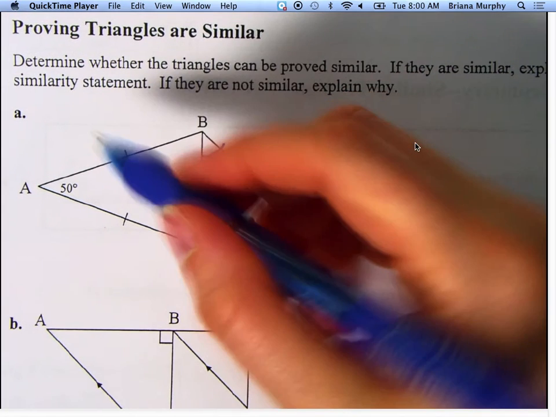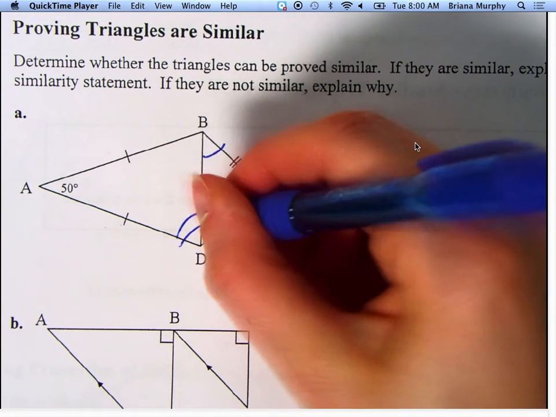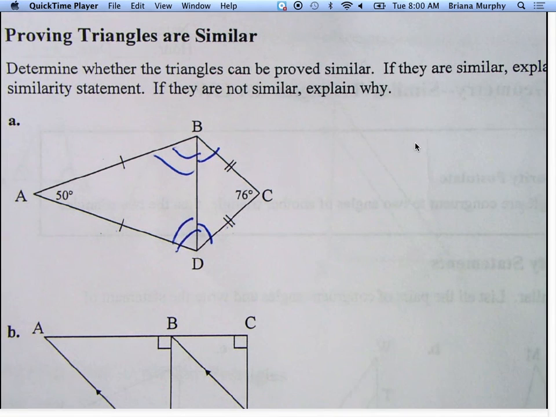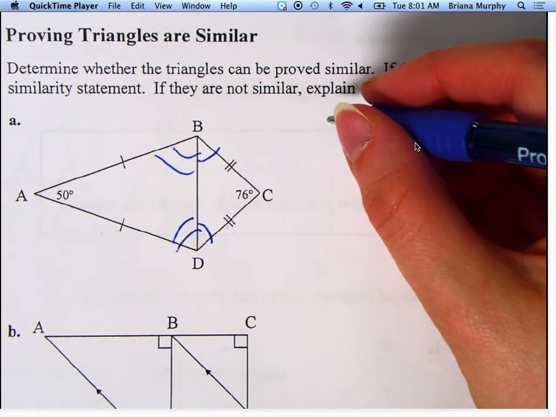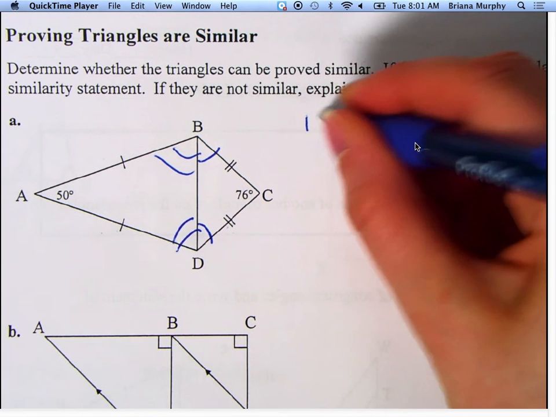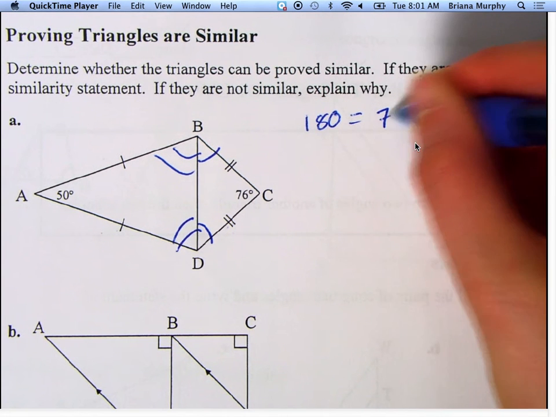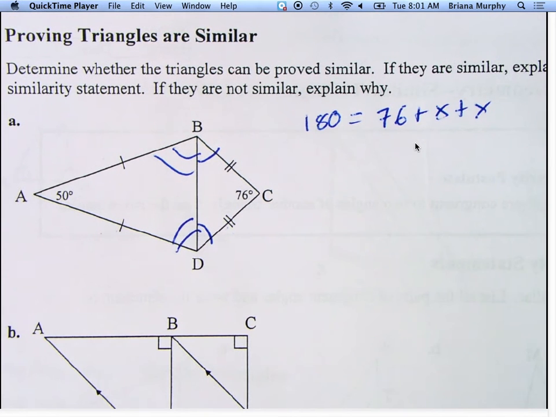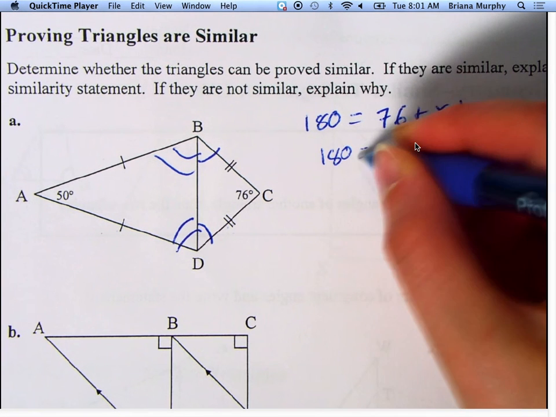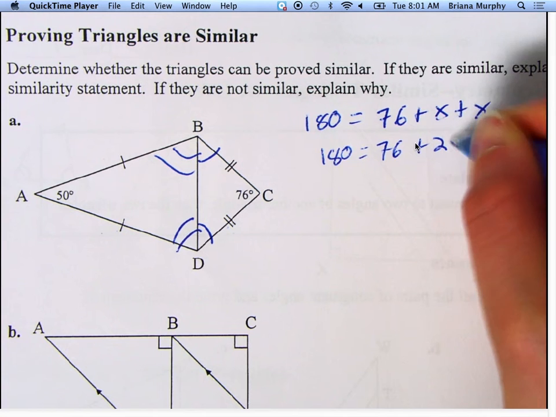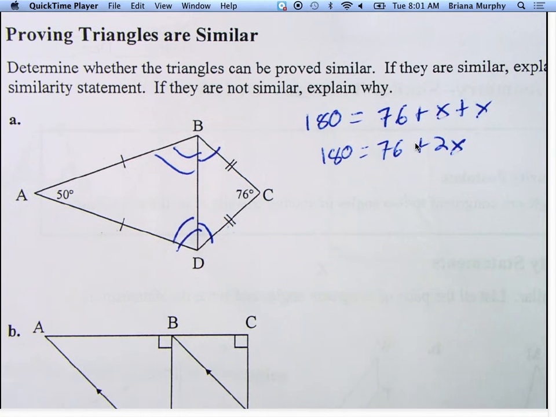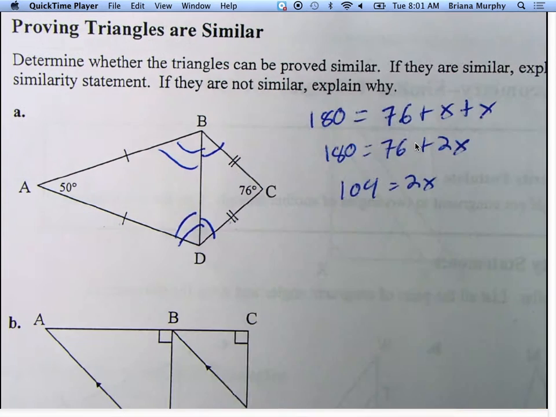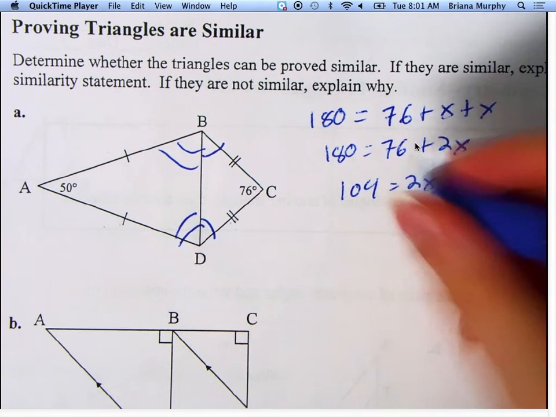We know these two sides are the same, which means these two angles have to be the same. But we don't know what they are. And we can figure it out because the interior angles of a triangle add up to be? 180. I know one is 76. And I know the other two have to be the same, so I'm going to make them both x, right? So 180 equals 76 plus 2x. So 180 minus 76 gives us 104 equals 2x. So I'm going to divide that by 2, and x equals 52.